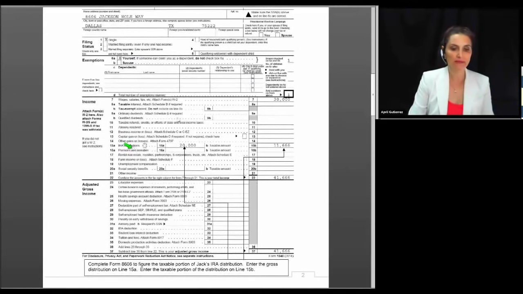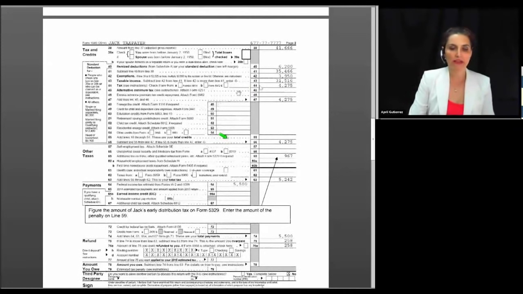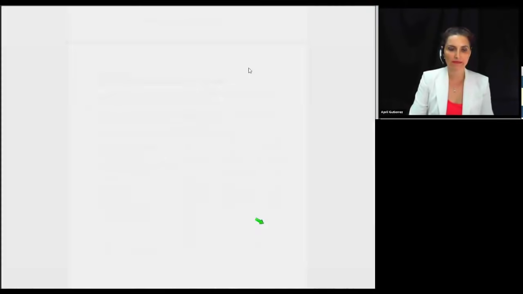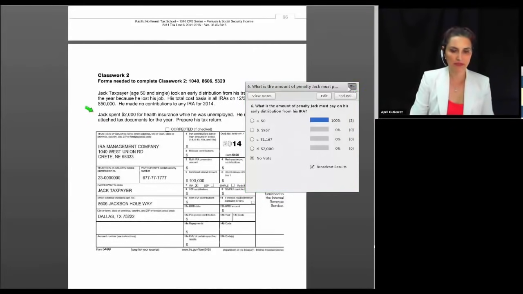So we go back to the 1040, we show the W-2 income for the year, $30,000. We show the IRA distribution of $20,000. We show the taxable part of that distribution. We show his total income for the year. We claim his standard deduction, his personal exemption. We arrive at his tax, which is $4,275. We enter the early distribution tax of $967. Add that to his total tax. The withholding is slightly more than that, so he ends up with a small refund of $258. So that's classwork assignment number 2 for you.